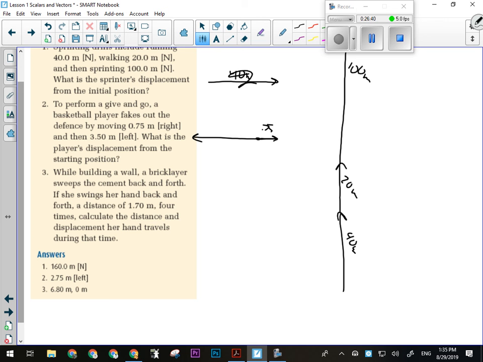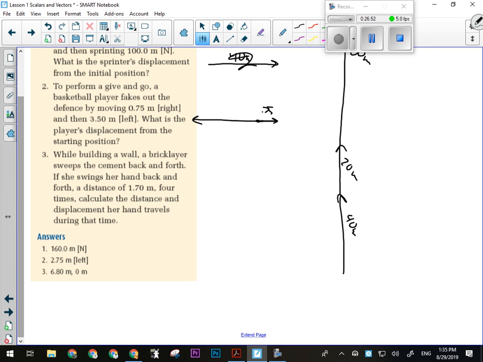Back at where I started. So my displacement would be 0. Okay, but my total distance would be 6.8. Yeah, 1.7 times 4, right? Like we're doing that 4 times. So, okay. All right. Everybody okay with that? Okay, so pretty straightforward stuff.